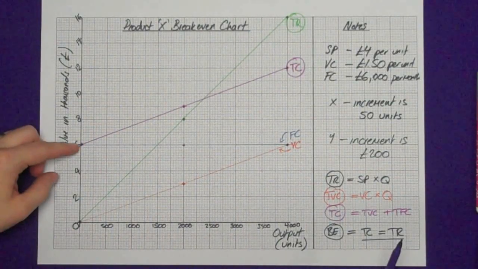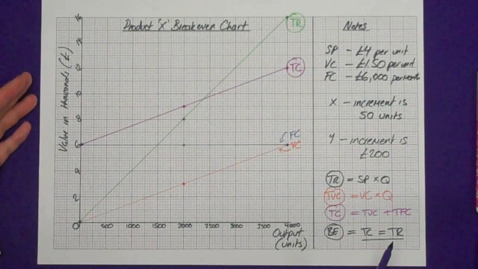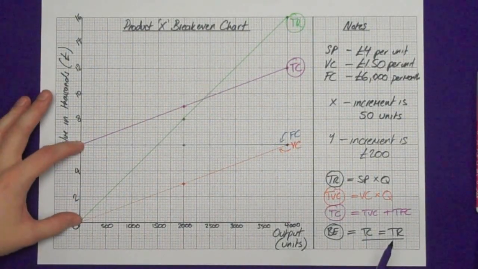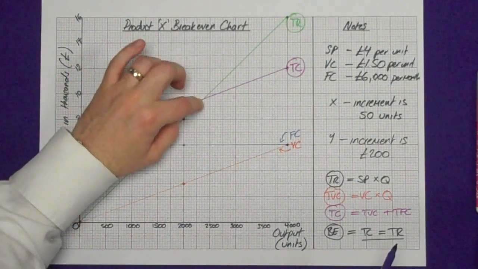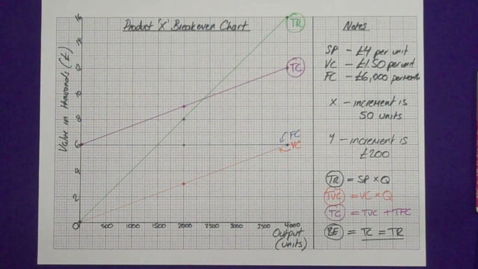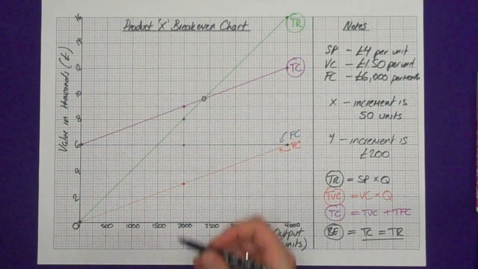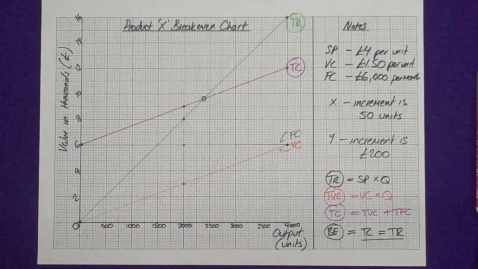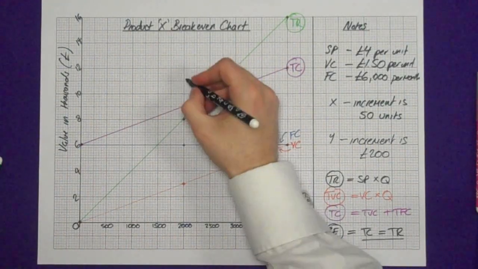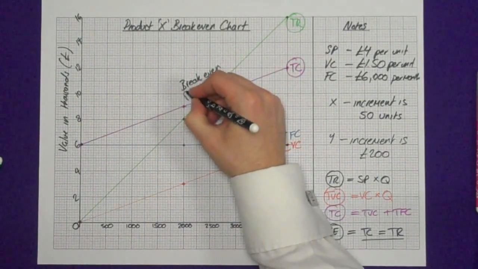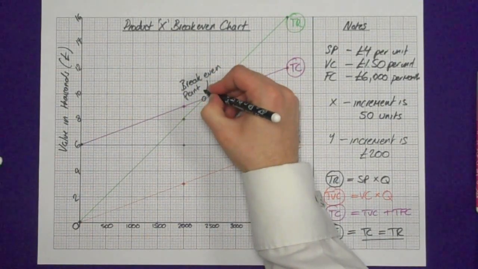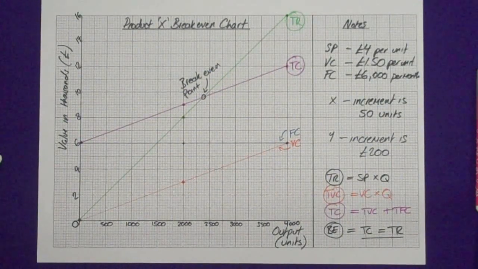Well, at zero output, we can see that our total cost is £6,000. Our revenue is 0, so there's a big gap there. But as we follow through, as sales increase, output increases, there comes a point just here where our total revenue and our total cost actually match. We are breaking even. Let's label this. Really good whenever you've got this in an exam to make sure that you are marking these things on there.